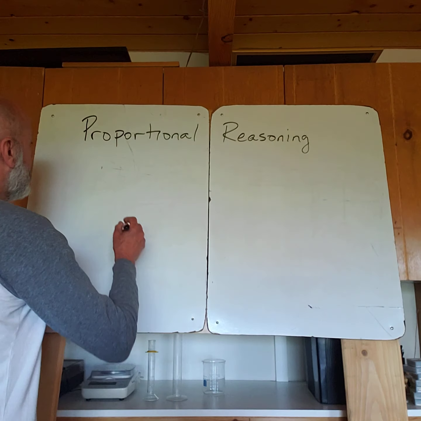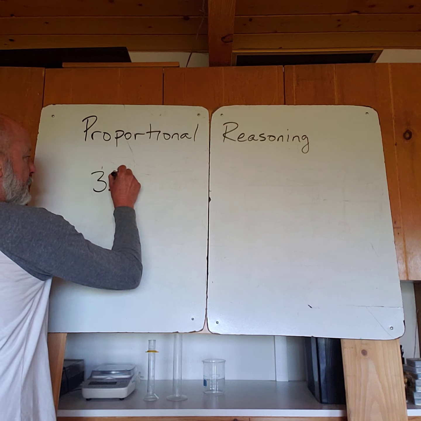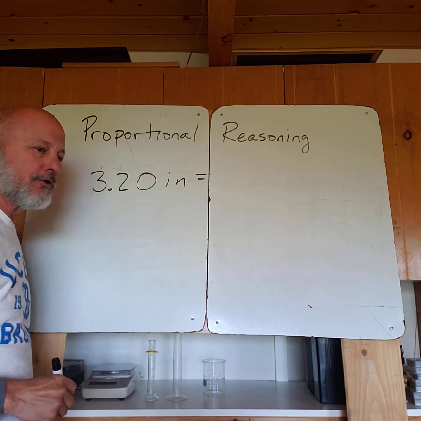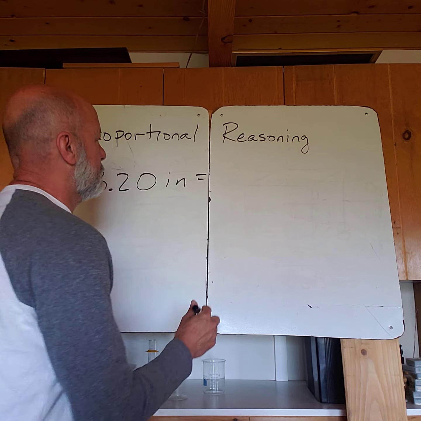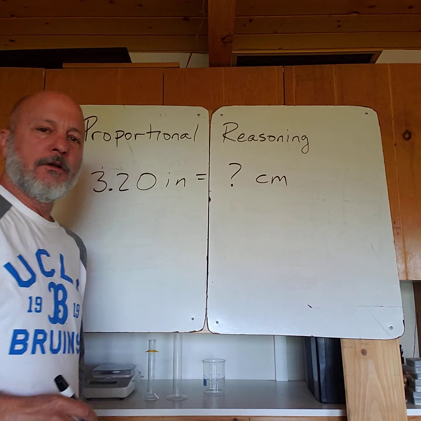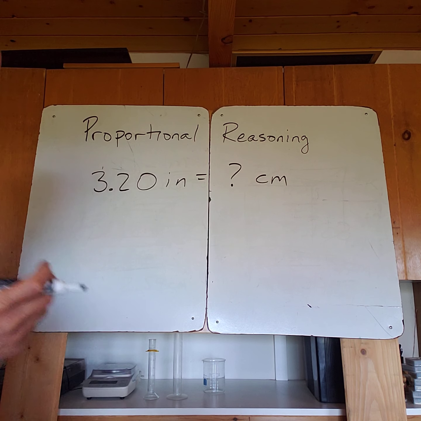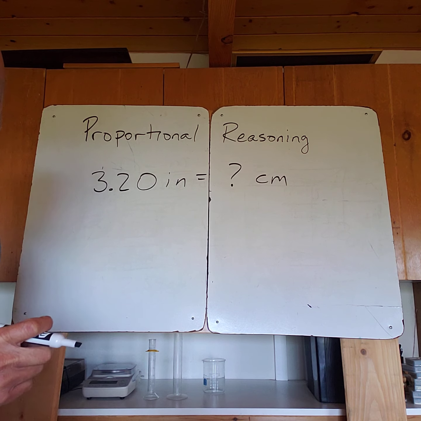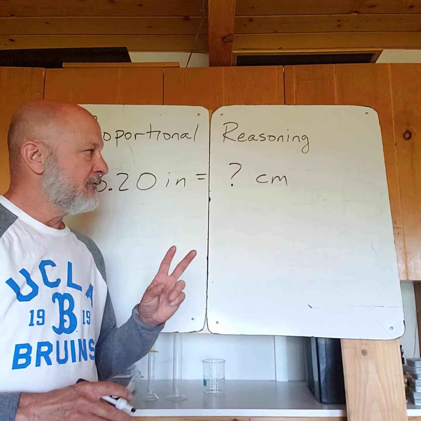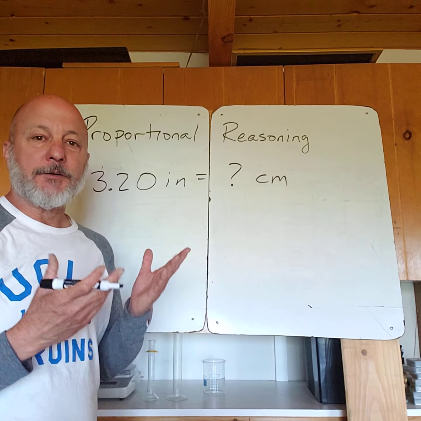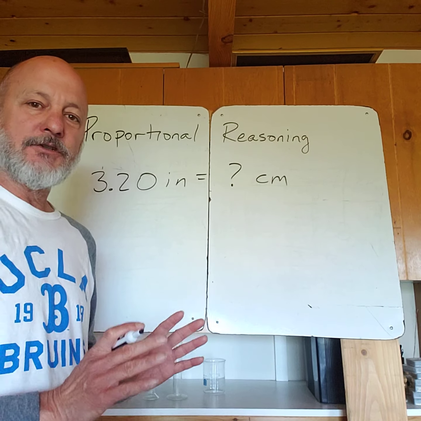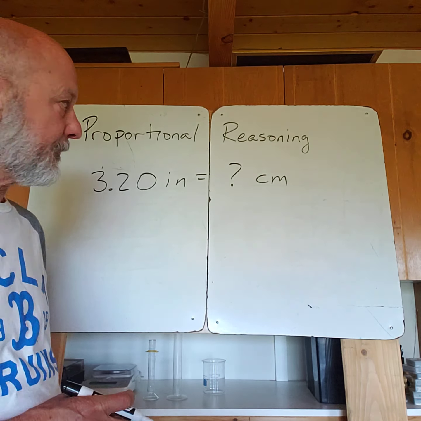Let's look at a typical one, where you probably were first introduced to proportional reasoning way back in elementary school even. I want to convert 3.20 inches into centimeters. So just a simple unit conversion. Let's do two methods. One is through canceling of units, and I'm going to show you that first, and then we'll go through proportional reasoning, just to show these two methods in a simple example.